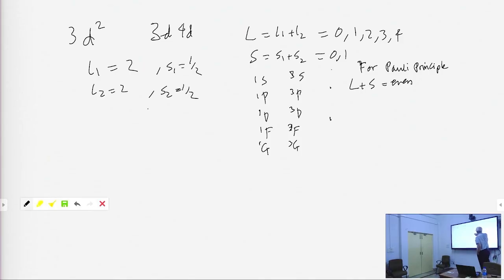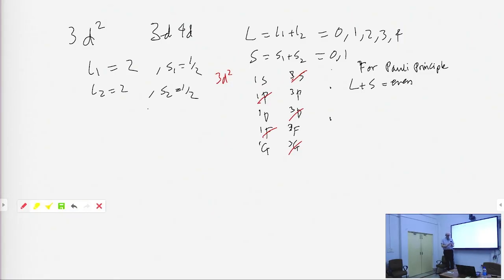So that means 0, 0 is okay, but 0, 1, for instance, is not okay. So let's change colors. So that's okay. So for 3D squared, where they have to satisfy the Pauli principle, that one wouldn't satisfy the Pauli principle. But I think we're going to end up with those, but let's do it properly and we'll find out.